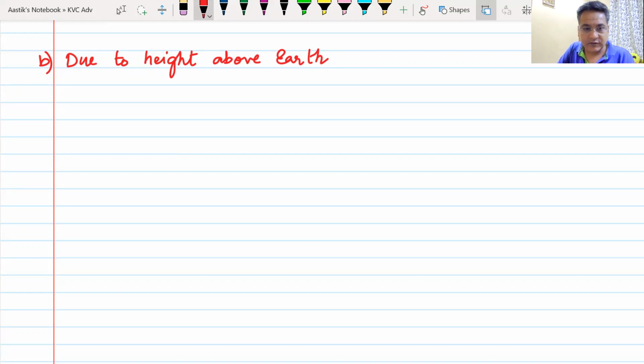Will it become less or will it become more? Decreases, so it will become less. Well done. Where is the maximum value of G? Due to Earth or any other planet? Where is the maximum value of G? It's on the surface, sir. It's a gravitational field. It is maximum on the surface.